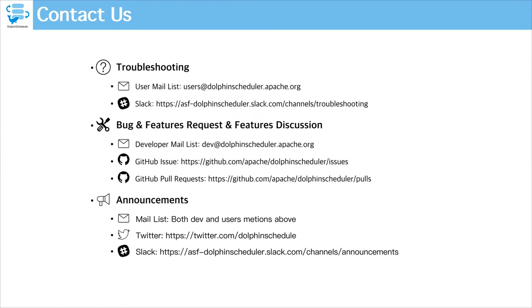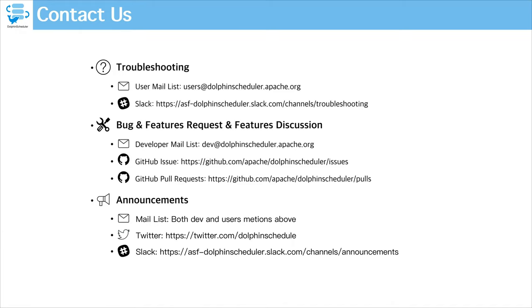And the last thing I want to talk about is how to contact us. If you have trouble when using DolphinScheduler, you can contact us easily via Slack. We have a channel named Troubleshooting. And when you post a message to Slack, we will answer you first. And that's for the users.